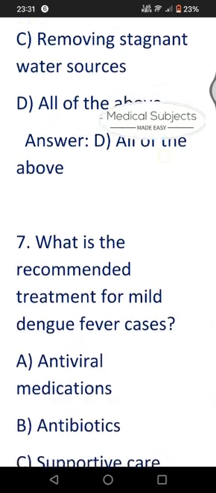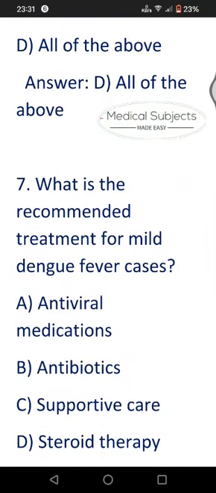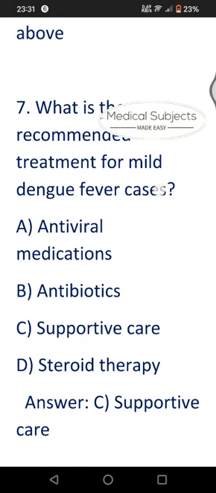So what is the recommended treatment for mild dengue fever cases? You need to know that there is absolutely no specific treatment for dengue fever. A vaccine exists, but there is no treatment for the fever. So A, antiviral medications, B, antibiotics, C, supportive therapy, D, steroid therapy. You cannot give antiviral medications because there is no treatment for dengue fever. Antibiotics are recommended for bacterial infections. Steroid therapy is not given. It is just supportive care, just to treat the fever, headache and joint pain with paracetamol.